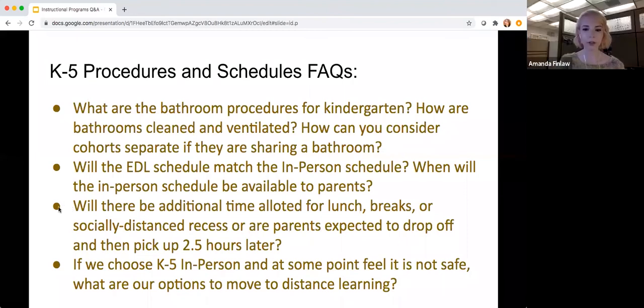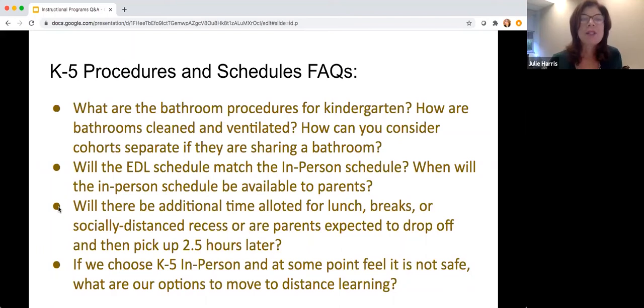Will there be additional time allotted for lunch, breaks, or socially distanced recess, or are parents expected to drop off and then pick up 2.5 hours later? All students on campus will be interacting and working with peers as well as moving around the classroom while maintaining the recommended social distancing guidelines where practicable. All students will have a 15-minute recess during their in-person session. Parents must drop off and pick up their students promptly.